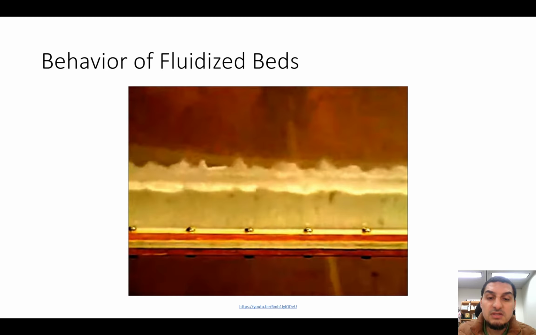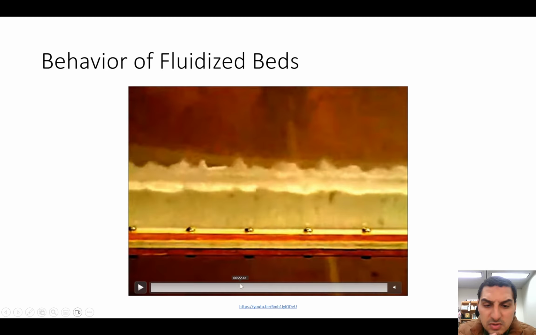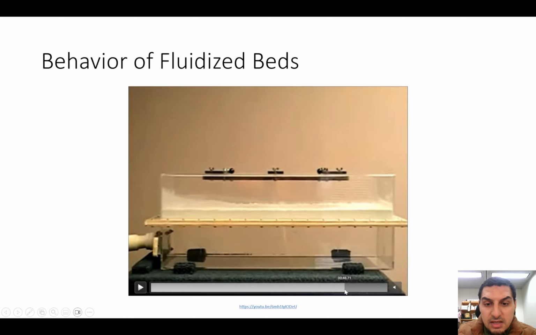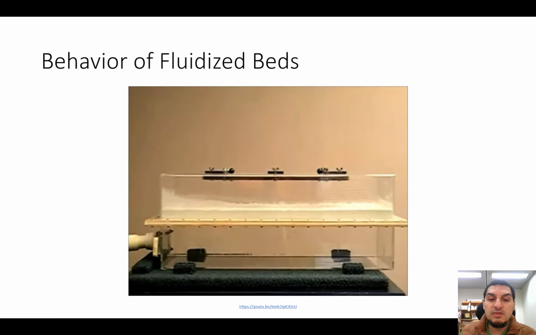I'm sorry, I forgot to mention this. You'd see how high the bed is now. I mean the volume of the bed, and you can see the volume of the bed here. If you compare the two, you would see there is a big difference in the height. The height increases, and this is because of the porosity that increased because of the spaces between the particles.